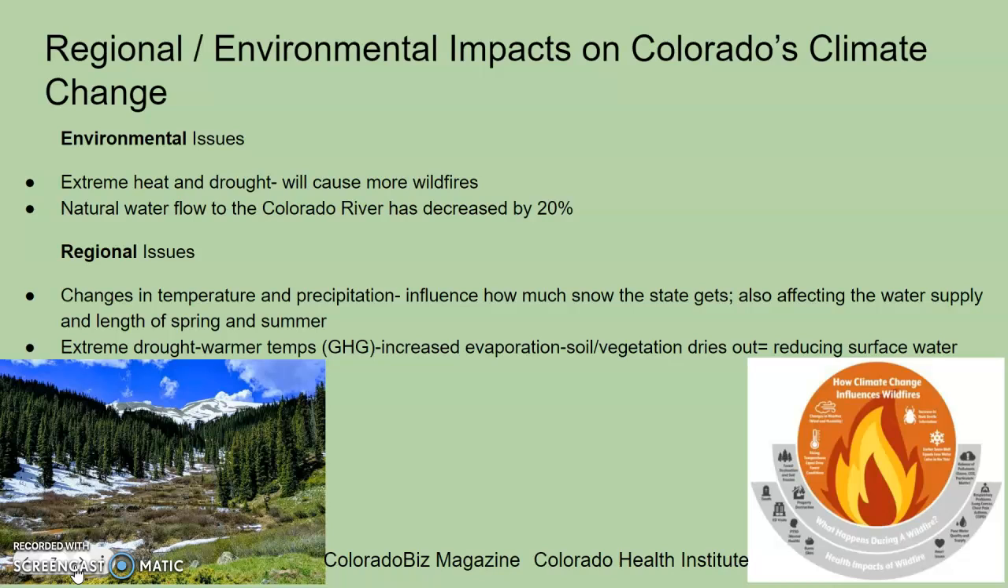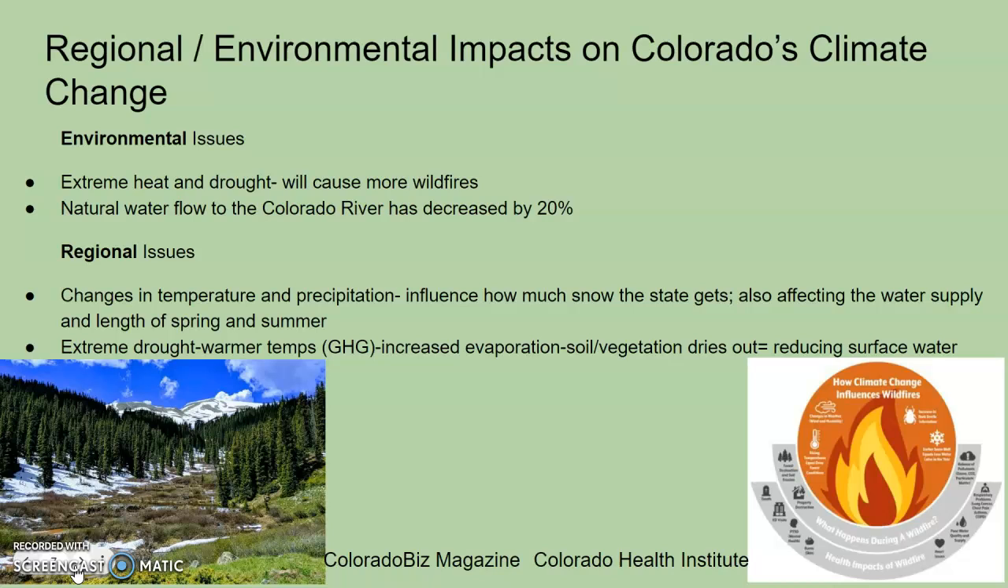The snowpacks we get in Colorado account for 70% of our state's water supply. Because of climate change, the Colorado River has decreased by 20%. Regionally, Colorado is currently going through an extreme drought, along with many other states in the western region. This is also known as a 20-year megadrought.